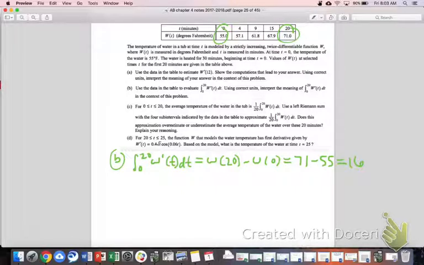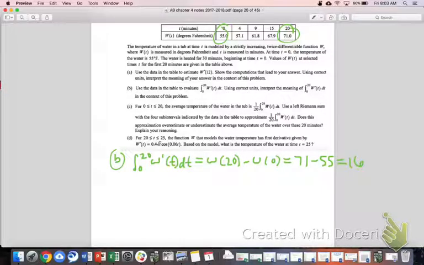Also in B it says interpret the meaning of that answer. Let's just do this verbally. Anybody want to volunteer an answer for this? Go ahead, Zach. The integral from 0 to 20 of w prime of t dt means that the net change in temperature over the interval 0 minutes to 20 minutes is 16 degrees Fahrenheit. You guys hear that? He said it really quietly, but it was really good.